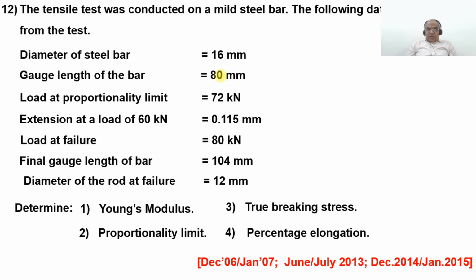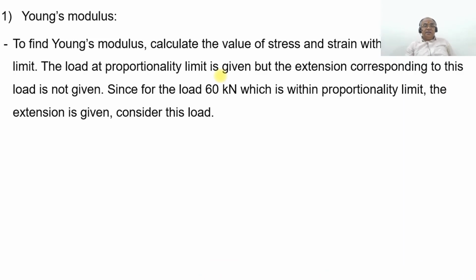So 60 kilonewton is well within the limit of the proportional limit. So you take the stress at 60 kilonewton and also the strain at 60 kilonewton, and then find out the Young's modulus. That is what he does. So consider this load. What is stress? Stress is nothing but P by A.